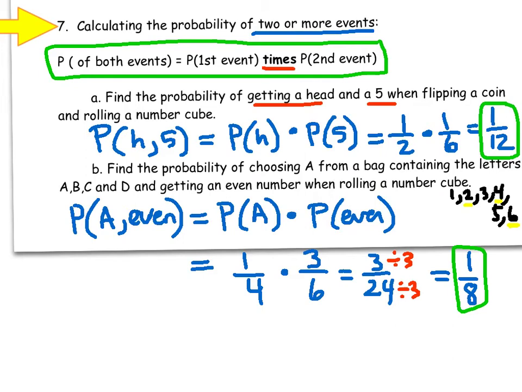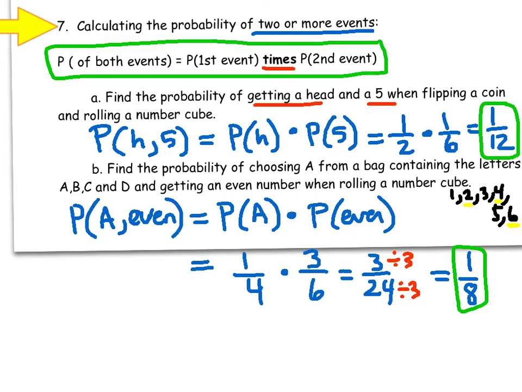Okay, take a look at number 7, calculating the probability of 2 or more events. Okay, so the probability of both events equals the probability of the first event times the probability of the second event. So find the probability of getting a head and a 5 when flipping a coin and rolling a number cube. So I wrote it like this, P, and then in parentheses I put of getting a head and a 5 equals the probability of getting a head on the coin times the probability of getting a 5 on the number cube. So the probability of getting a head is just 1 out of 2.